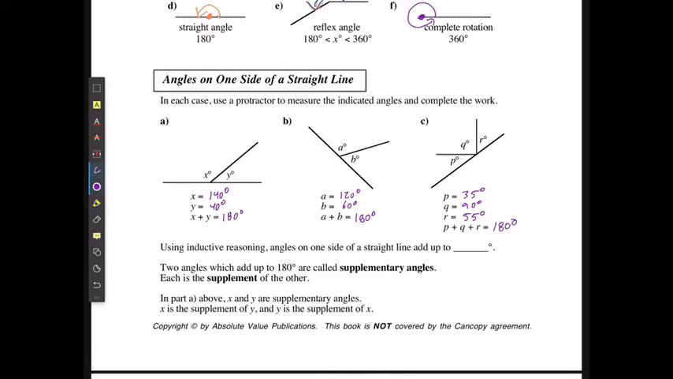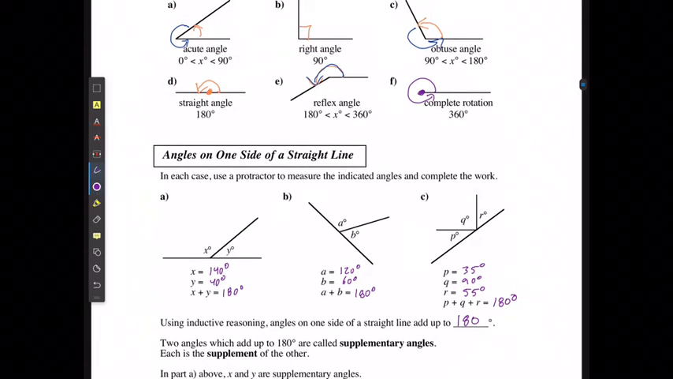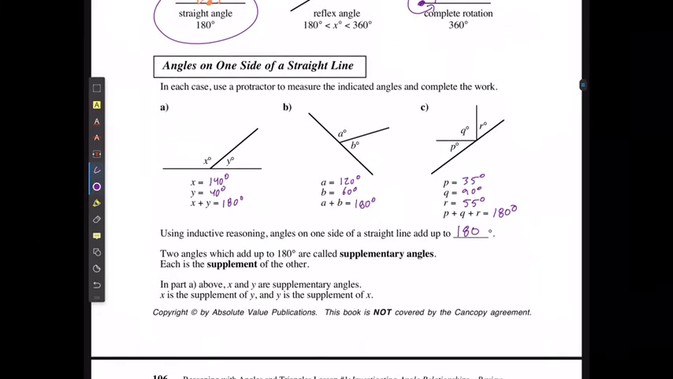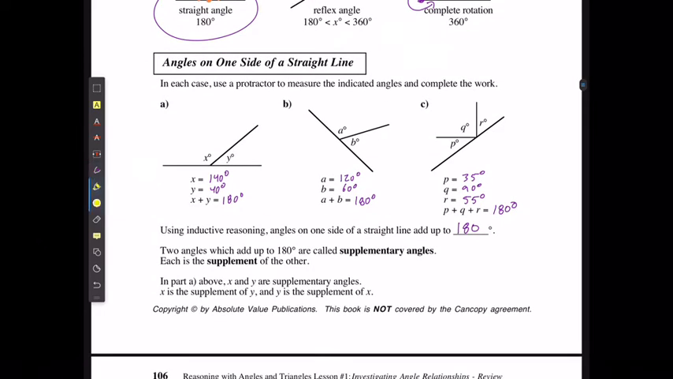So if I'm using inductive reasoning, angles on one side of a straight line always add up to 180. The angles on one side of a straight line are always going to add up to the total angles that exist in, like example D of the first part, a straight line. Now, in terms of important terminology, we call these supplementary angles. Supplementary angles, which supplement each other, are always going to add up to 180 degrees. So anytime that we talk about straight lines or angles that add up to 180 degrees, we call them supplementary.